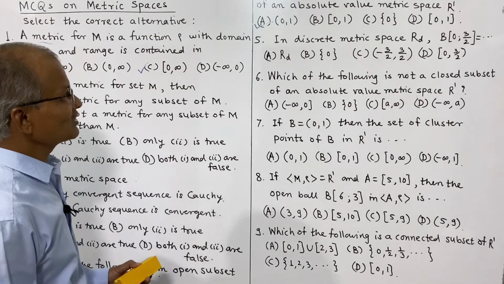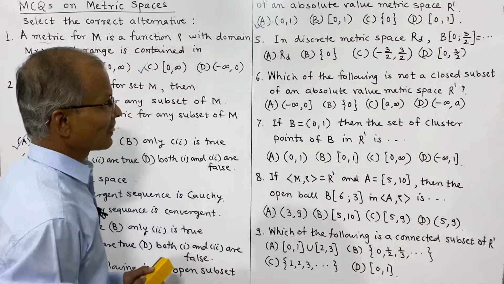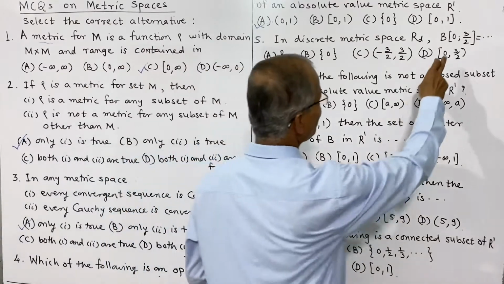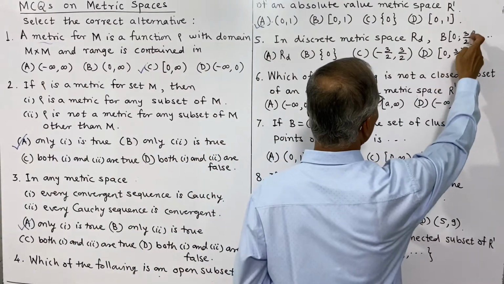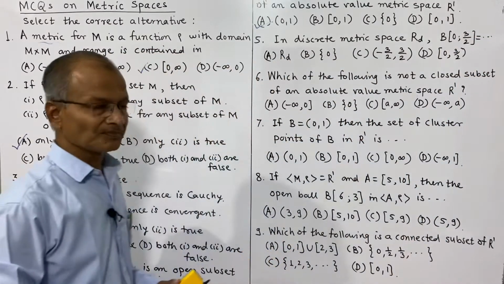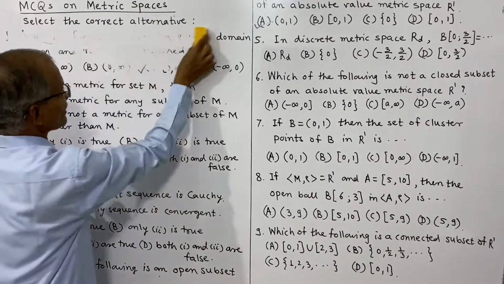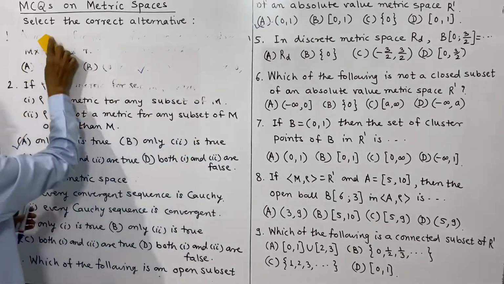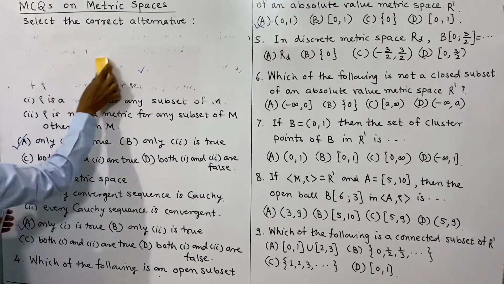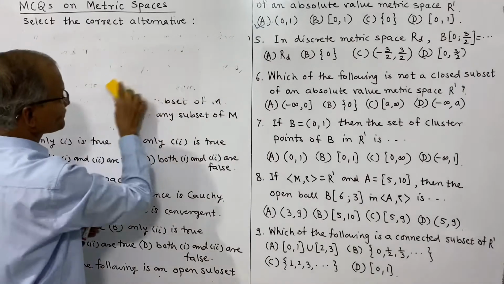Now the fifth is: in the discrete metric space RD, the open ball with center 0 and radius 3 by 2 is equal to what? Now we have discussed this, so I shall rub out the first two questions, so that we can do the rough work.